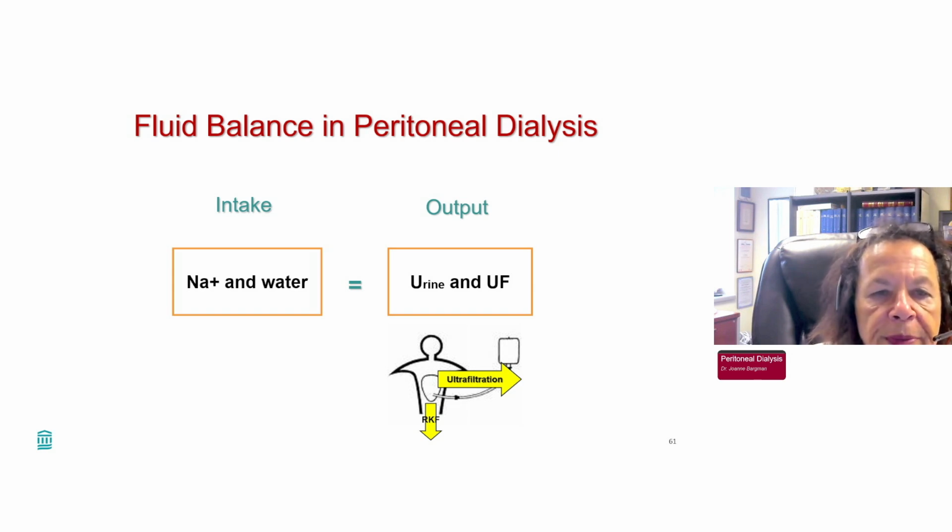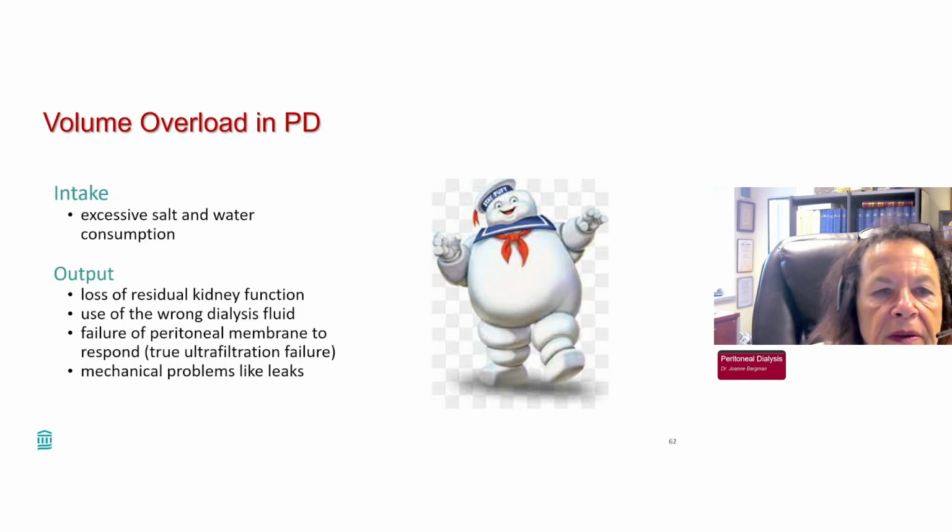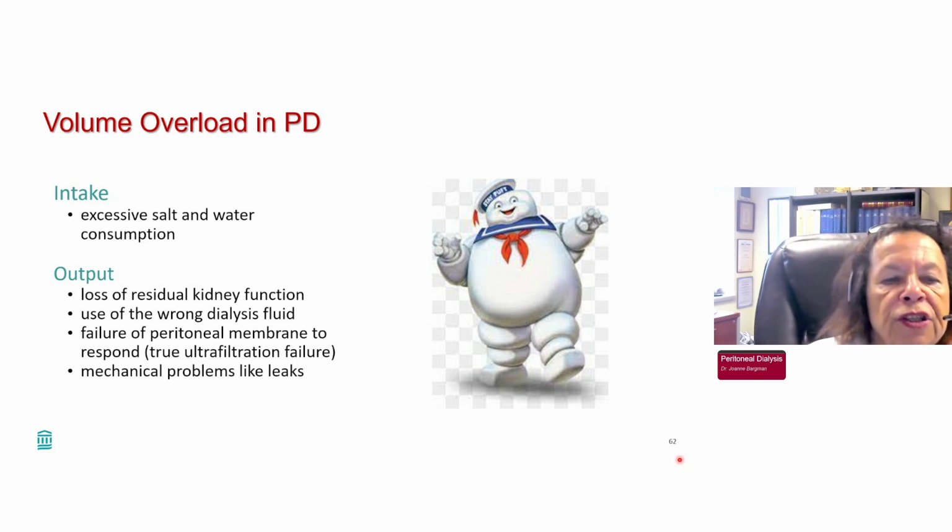So talking about fluid balance, how do we deal with that in PD? Well, there's intake and there's output, and the output is urine volume and also ultrafiltration by peritoneal dialysis. So volume overload in the PD patient may be excessive salt and water consumption or diminished output, and that could be loss of residual kidney function over time, the use of the wrong dialysis fluid, such as, for example, a 1.5% for the long day dwell. You just know you're going to get fluid absorption. And like I said, it may not be a big deal, or it may be a big deal.